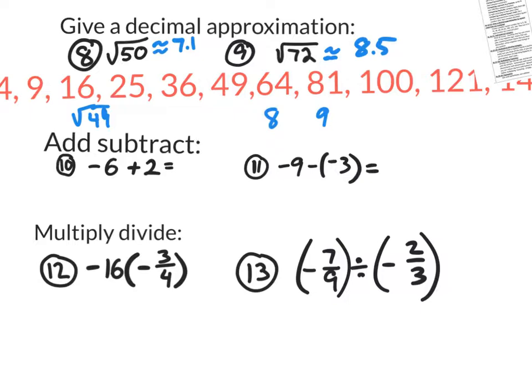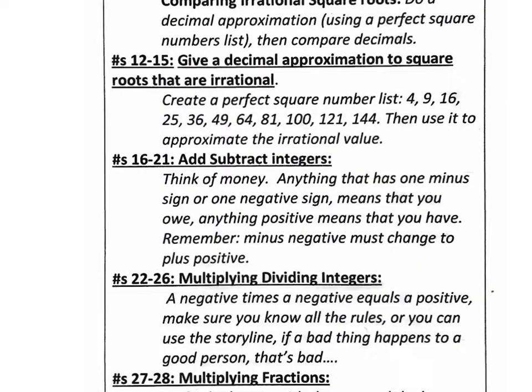So even though we only have 2 questions here on this class opener review for the test, there's actually more of these on the actual test. There's actually 4 of them. Questions 12, 13, 14, and 15 are all about giving a decimal approximation.